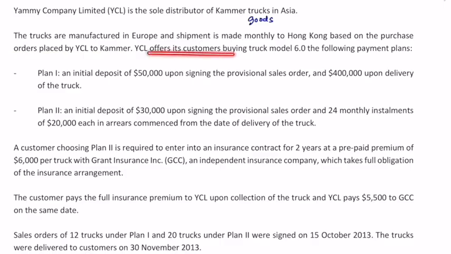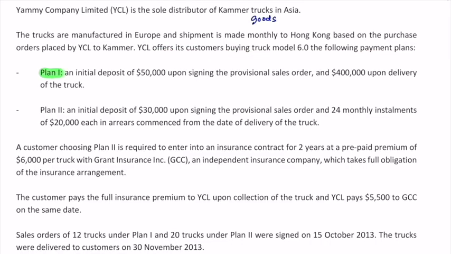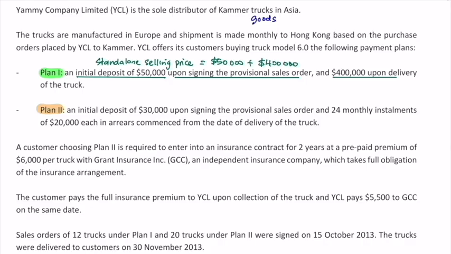YCL offers its customers buying truck model 6 the following payment terms. There are two plans, Plan 1 and Plan 2. Plan 1, I believe, is a normal plan. Initial deposit of $50,000 upon signing the provisional sales order, and $400,000 payment upon delivery of the trucks. The standalone selling price for this truck is 50 plus 400 equals $450,000. Plan 2 is an installment plan.